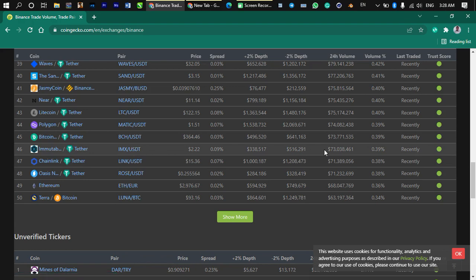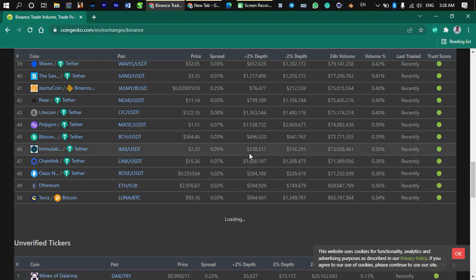And you've got to take a look at the 24-hour volume. This one has $73 million being traded. So whenever you come to CoinGecko and you see the first 50 coins, the new coins you see among the first 50 are the coins you're going to be trading. And I'm very sure you know how to trade this coin. So you can eventually take a deeper look.